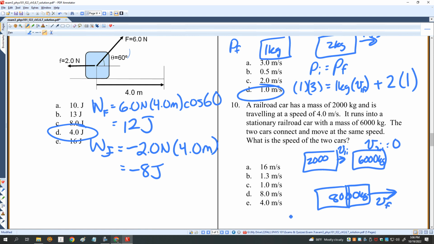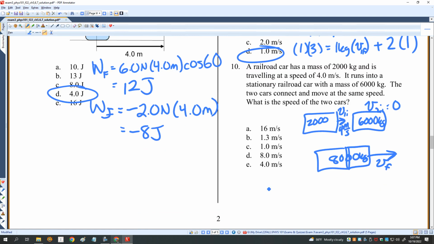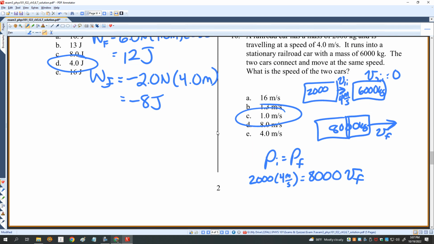So v1i is equal to 4 meters per second. I have the initial momentum equals the final momentum. That is 2,000 times 4 meters per second. The other car is not moving, so it has no momentum, and that is equal to 8,000 times VF. So that's going to be C, solving that for VF.